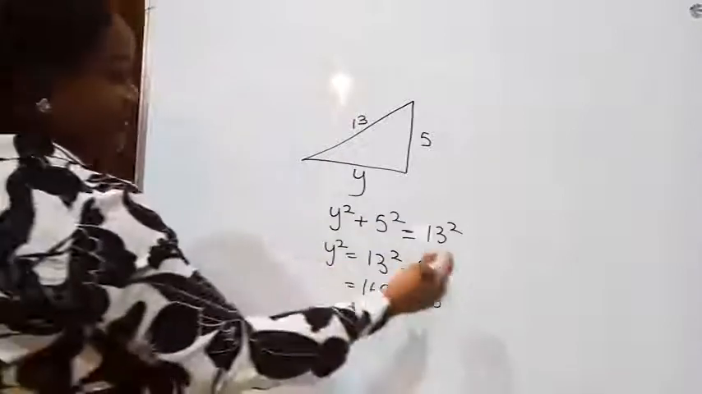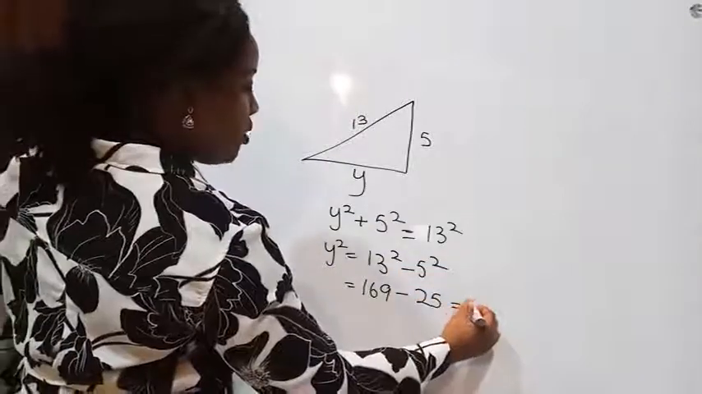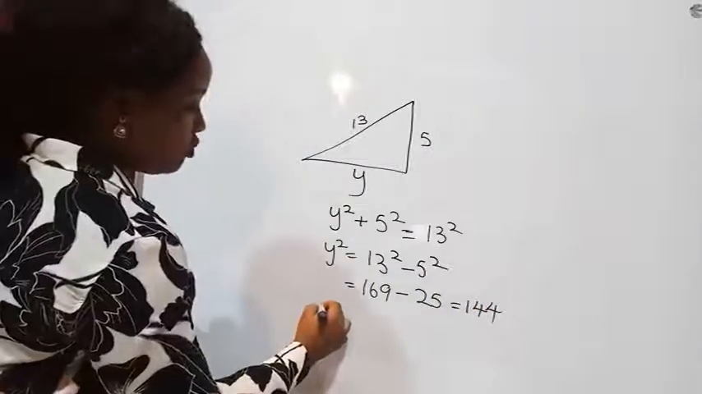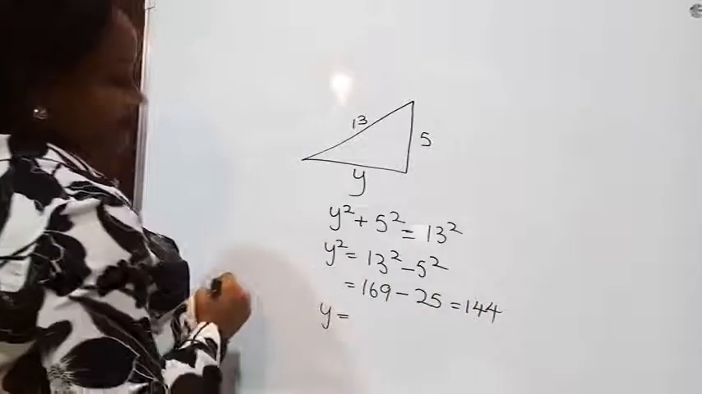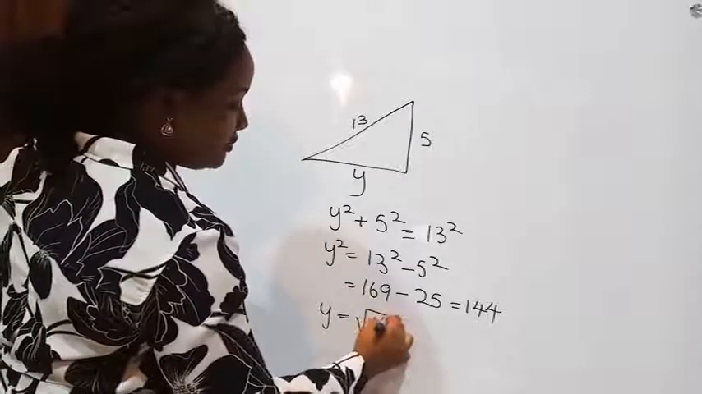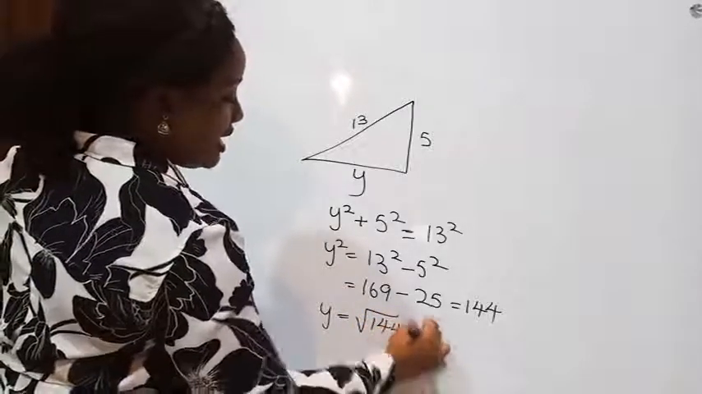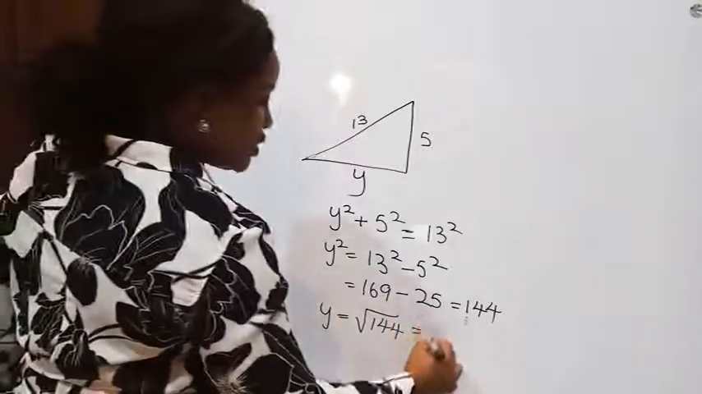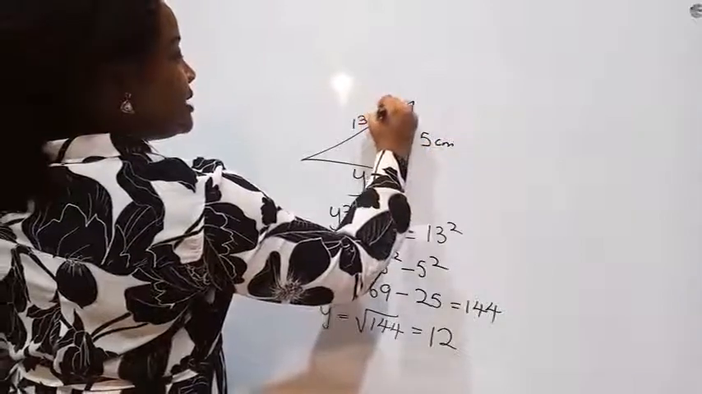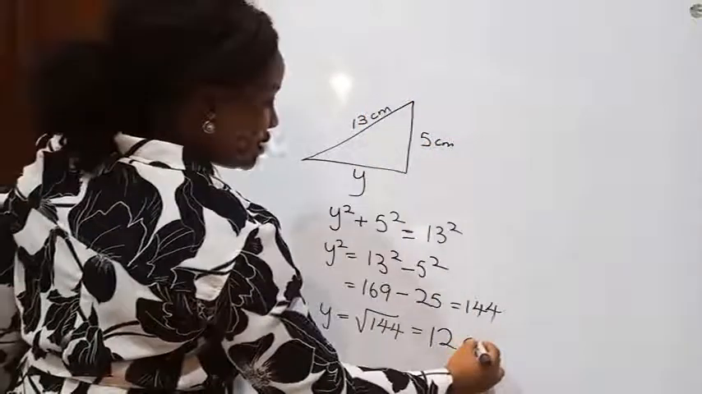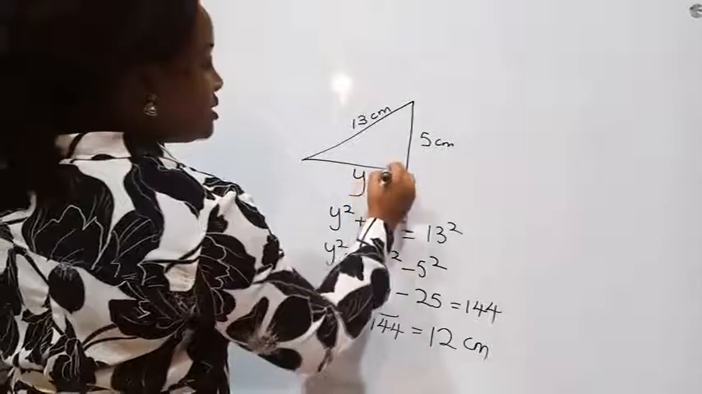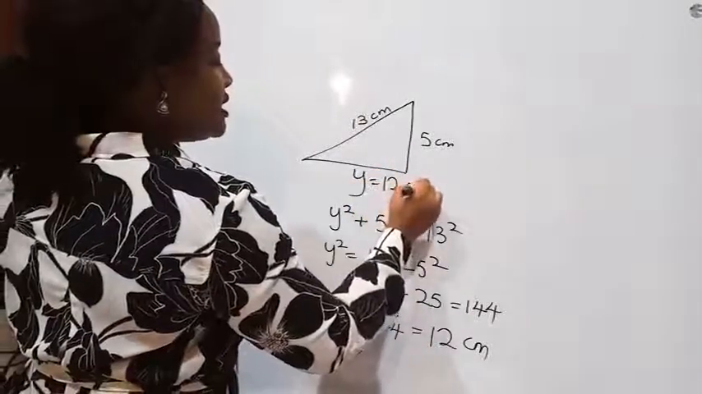And 169 minus 25 gives us 144. So you have y equals square root of 144. And square root of 144 gives us 12. Let's assume cm. So our y equals 12 cm.